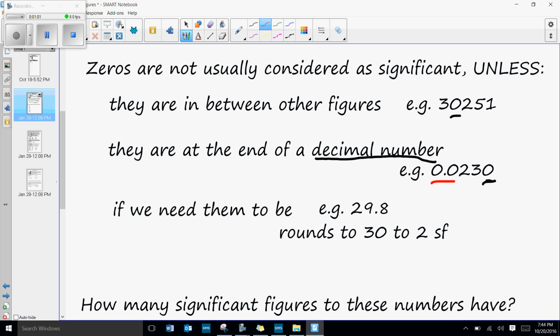In some cases, when we round values, for example, if we were to round 29.8 to two significant figures, the number would naturally round to 30. Usually, the 0 at the end would not be considered as significant, but because we need two significant figures, it can be classed as a significant digit.